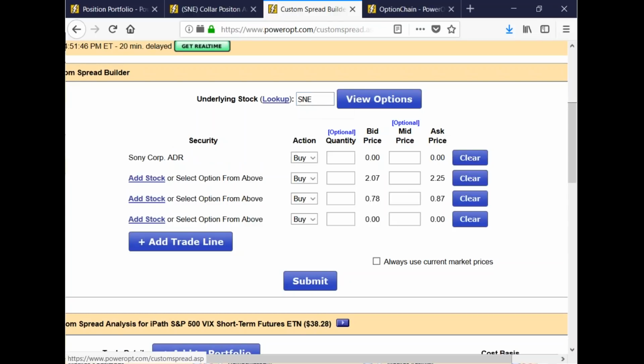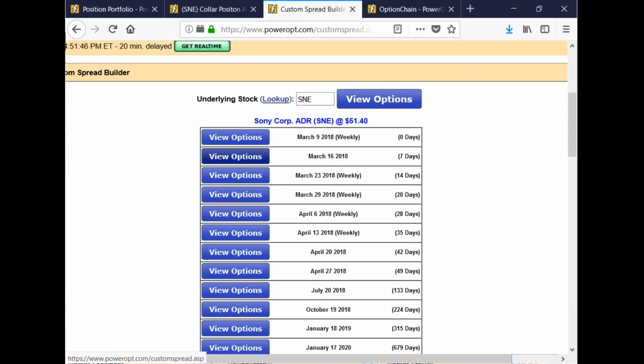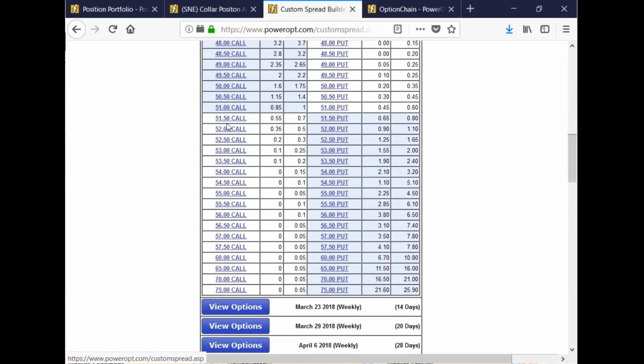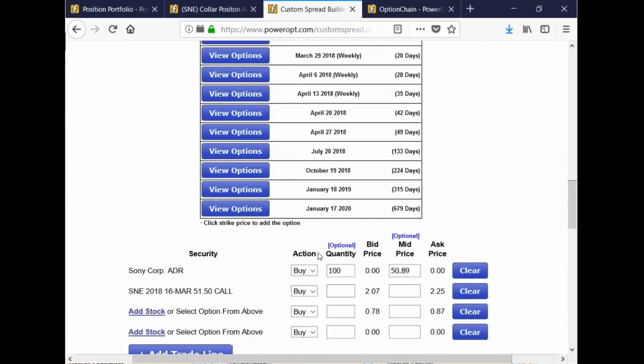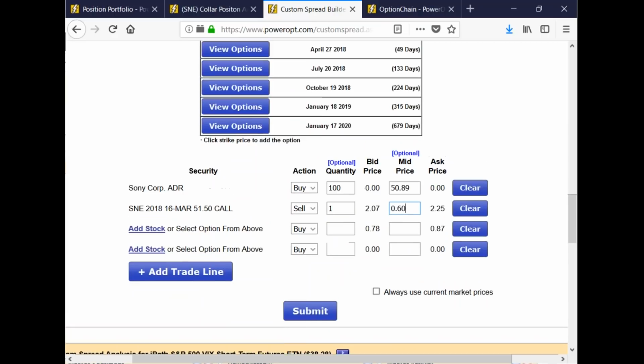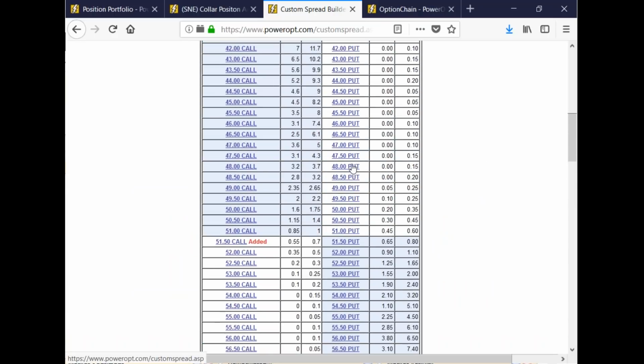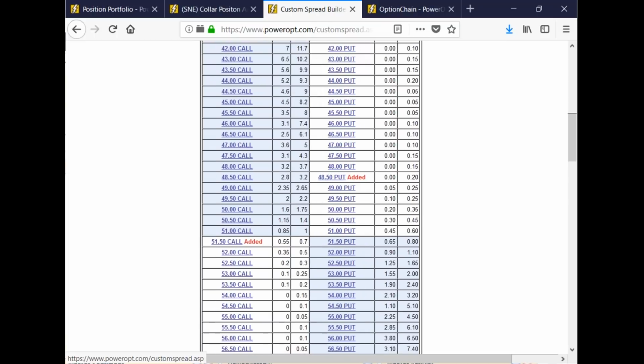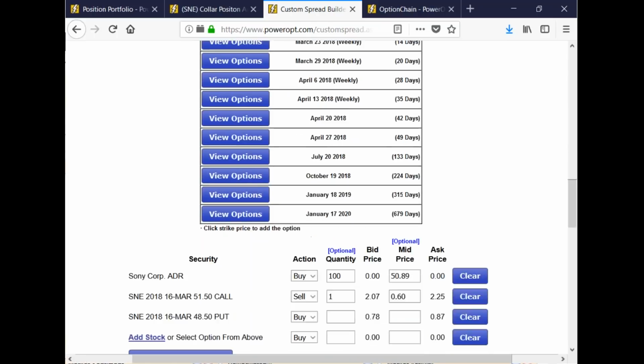Let's plug this in. So if we open the position the other day, using the prices from the 7th, but we sold the 16th March series, we got 60 cents for the 51.50. Not a lot of decay, but that's important, right? And then we would have done the $48.50 because I wanted a cheaper price, and I'm going to pay 25 cents for it.